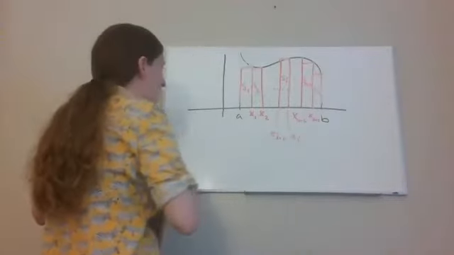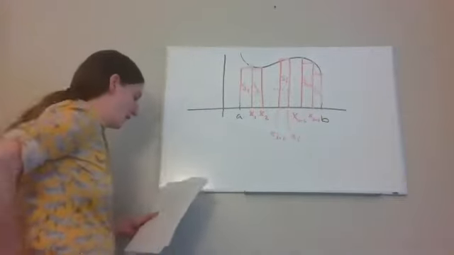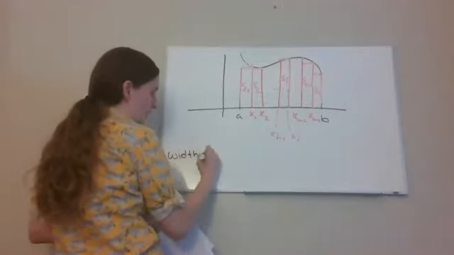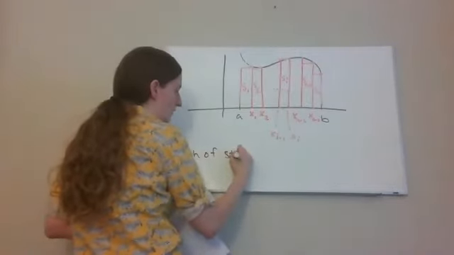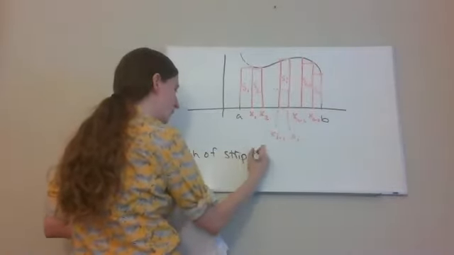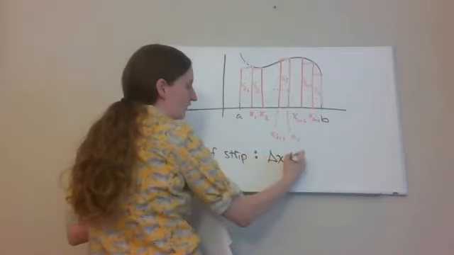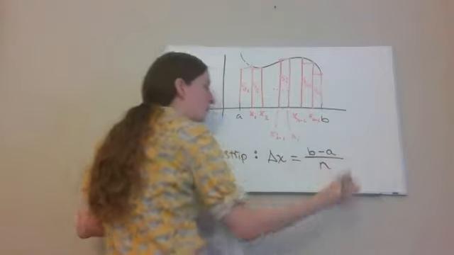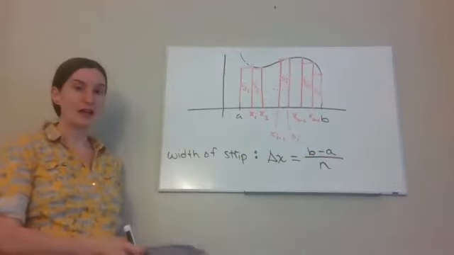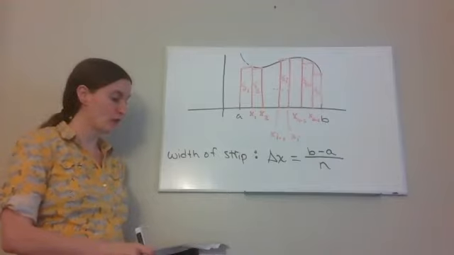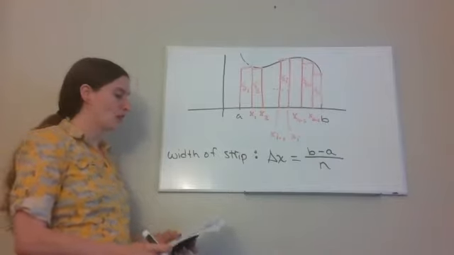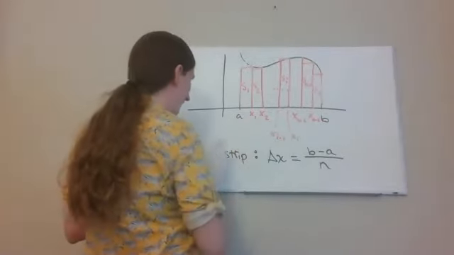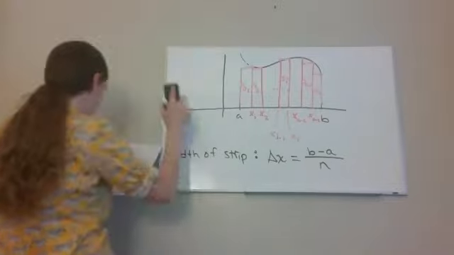So the width of each of these strips is given by the width of one strip. I'm going to call that delta x. It's the width of my interval, b minus a, divided by the number of strips. So b minus a over n gives me the width of one of these strips. And then I have all of these different sub-intervals, and they are divided into these xi sub-intervals.